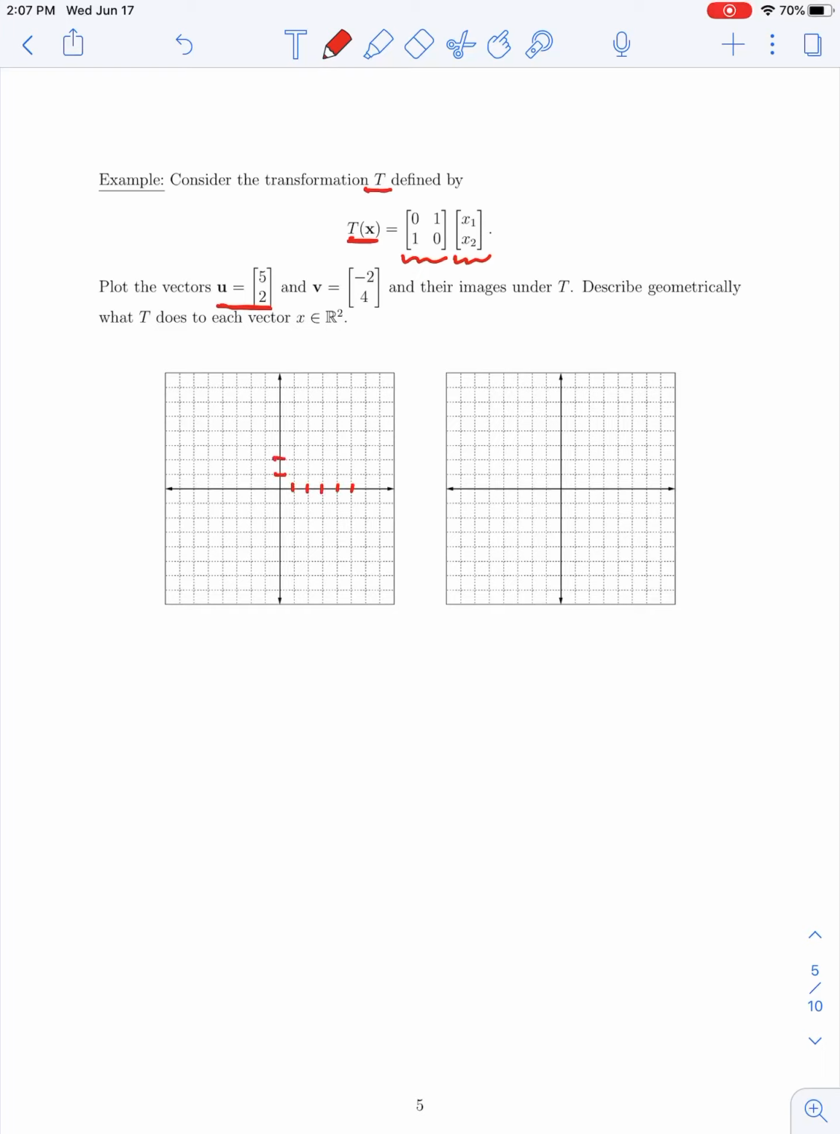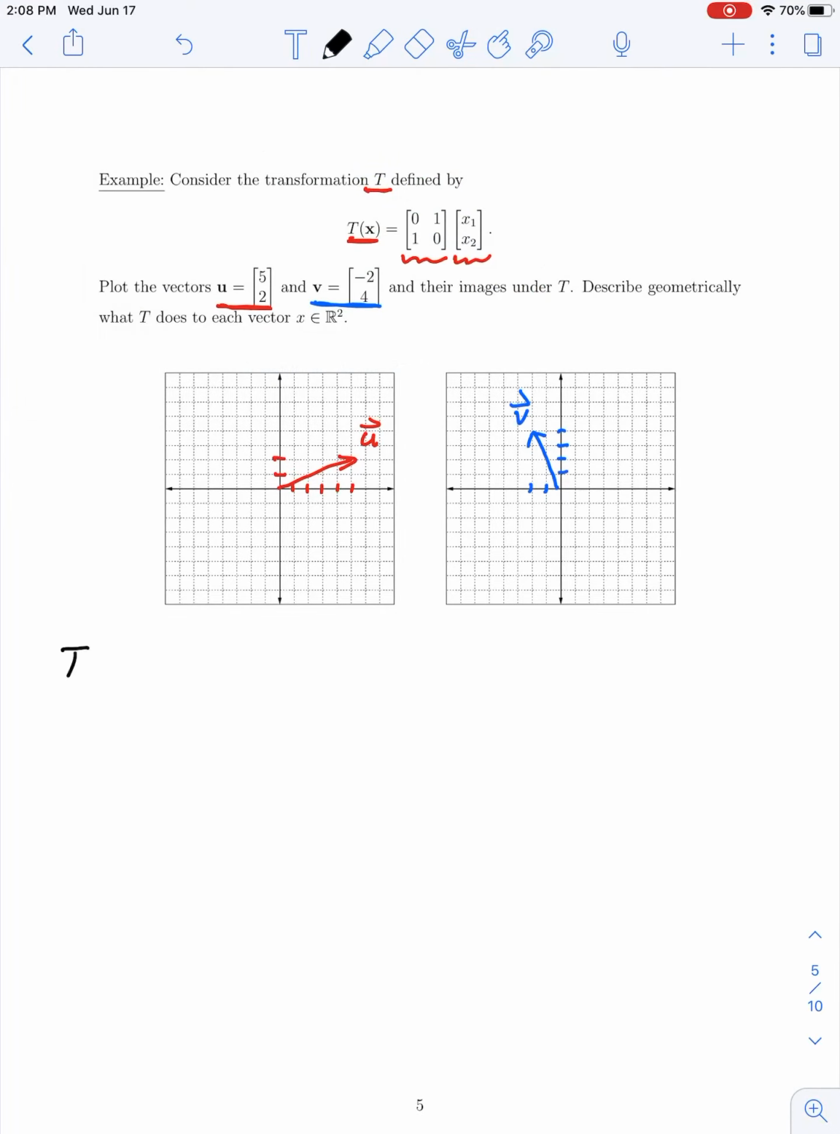Same vector that we had in the previous example. So drawing its representation, we have this vector u, and our vector v, negative 2, 4. Let me plot on the left-hand plot here. We have negative 2, 4 for this vector v. So let's find the image of each vector under this transformation and then describe what this transformation is doing geometrically.